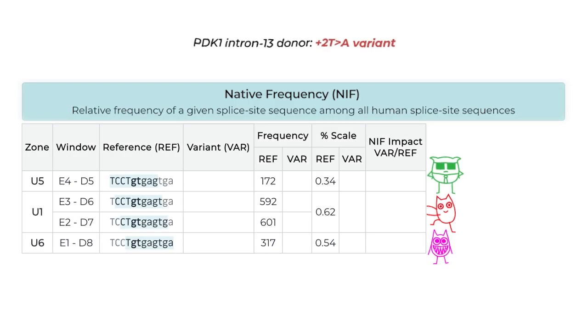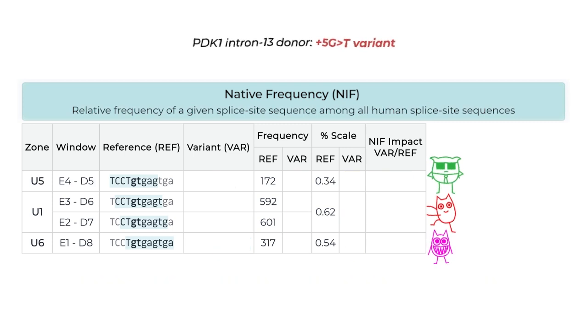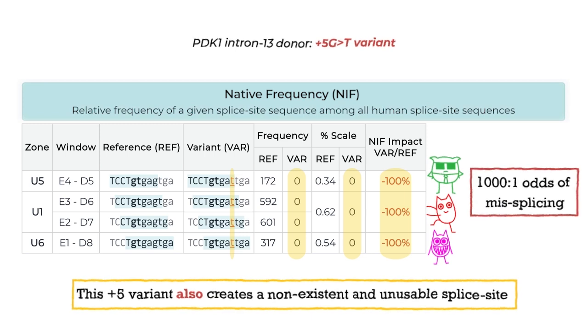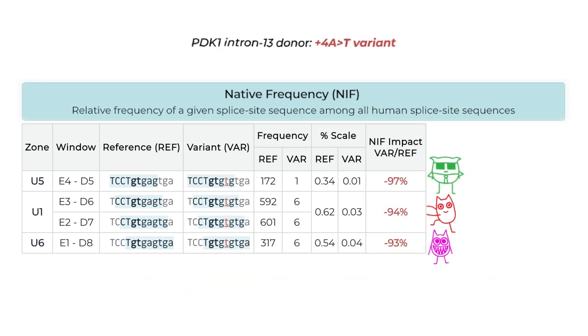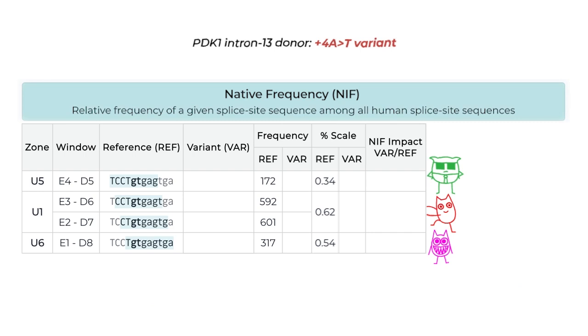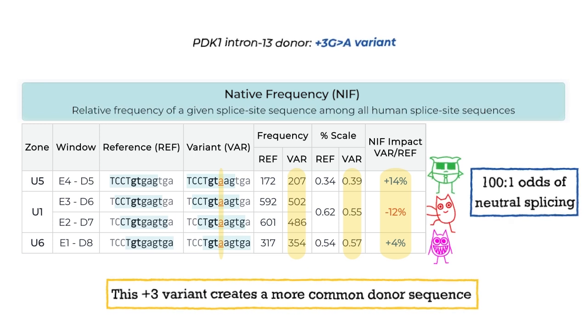The critical discovery was determining that many pathogenic extended splice site variants also create a non-existent splice site, and when this happens, missplicing odds are more than 1,000 to 1. If a variant creates a non-existent splice site even with a GT or AG in the correct position, it's statistically very unlikely to work. NIF makes it easy to see that this +4 variant at the same PKD1 donor creates a very rare donor, giving 100 to 1 missplicing odds, whereas this +3 variant makes a more common donor sequence with 100 to 1 splice neutral odds.